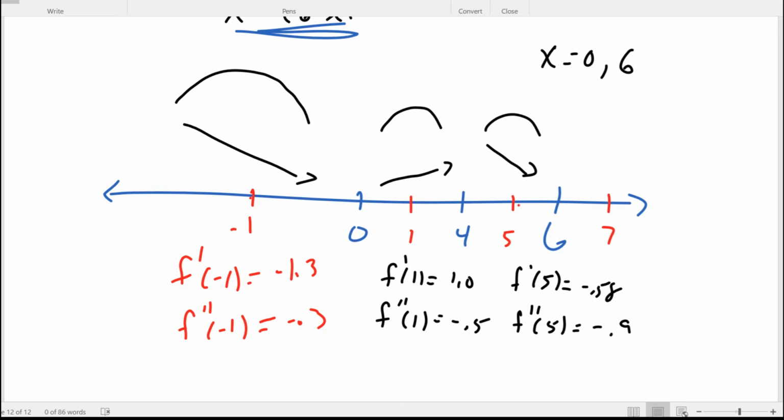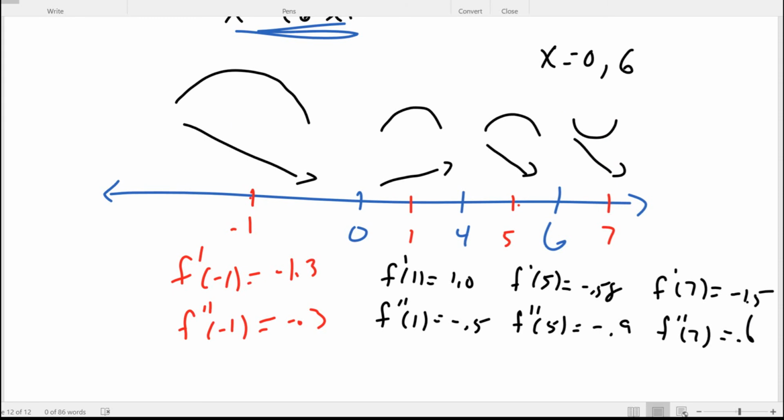So first derivative is negative, f prime of 7 is negative 1.5, and then the second derivative is positive, so it's about 0.6, so it's concave up. So it's decreasing and concave up.